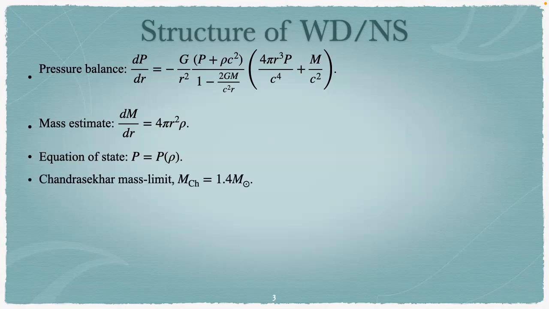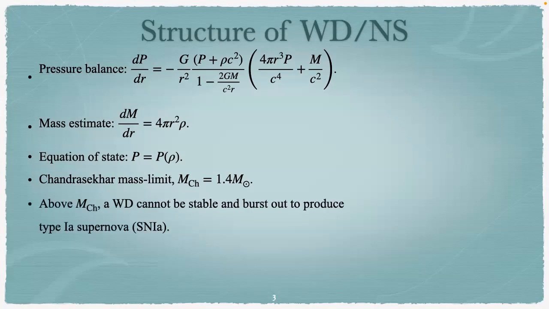for a white dwarf, if you take the exact equation of state, which was proposed by Chandrasekhar in 1935, you can show that the maximum mass of a white dwarf is the Chandrasekhar mass, which is 1.4 solar mass. As I told you, a white dwarf cannot be stable if it gets more mass than 1.4 solar mass. At that point, it bursts out to produce a type 1a supernova.